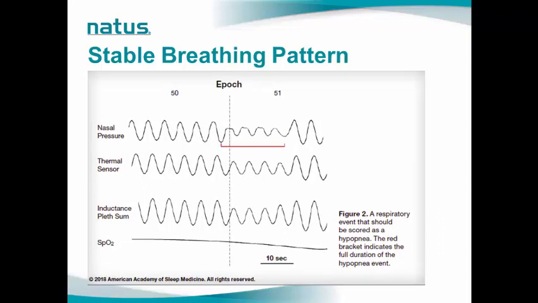In this example, if you look at the thermal sensor, there is no significant drop in the signal amplitude. So we go to the nasal pressure, and here it's obvious that we have a significant drop. This is the onset of the event, and here is the offset of the event. For the baseline, we look at the 2 minutes preceding the onset, and we take the average amplitude. This is a stable breathing pattern.